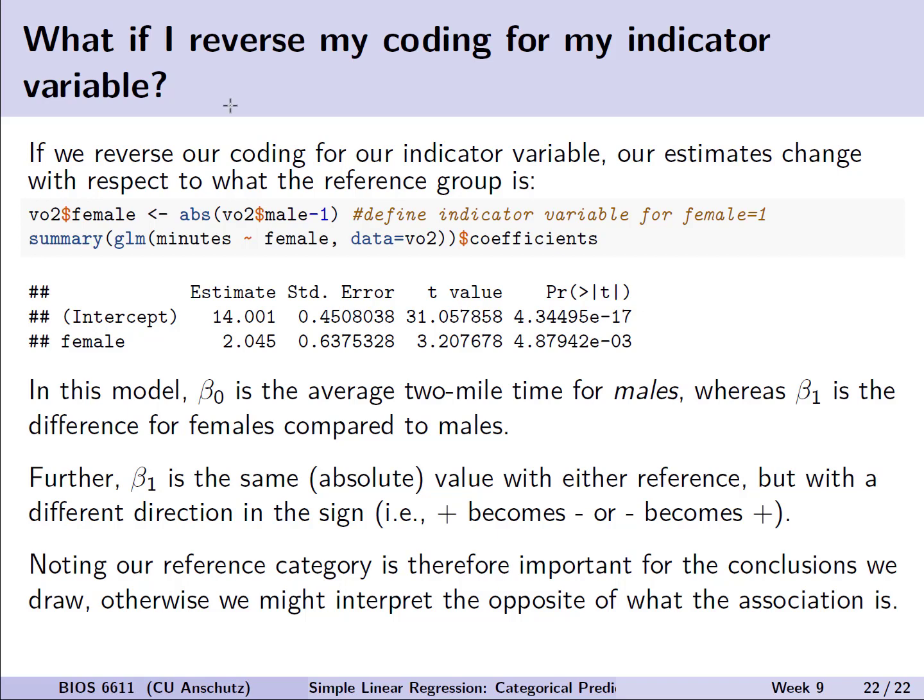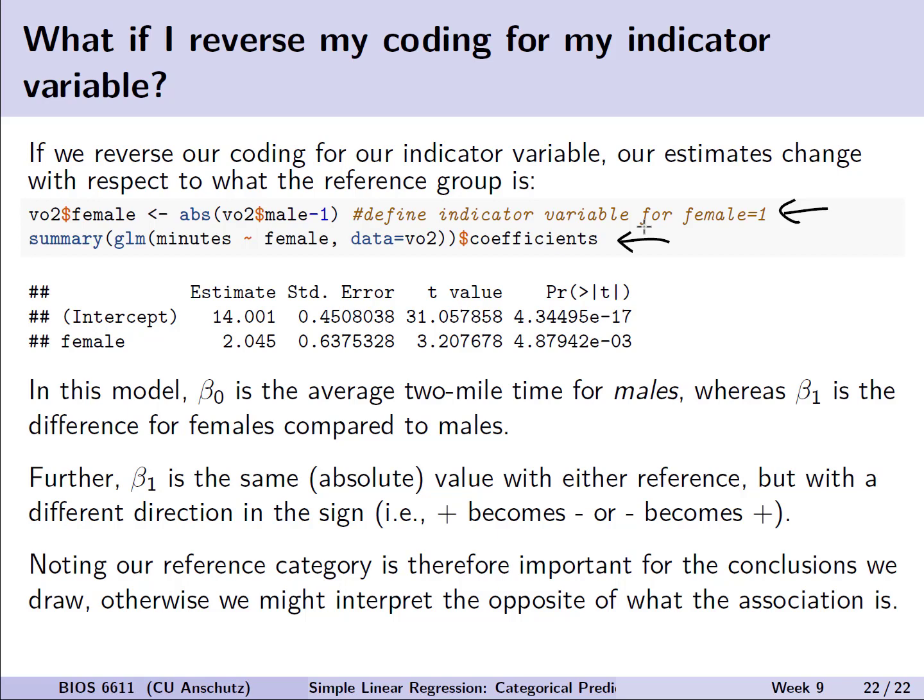Before we close, let's circle back to that question about what happens if I reverse my coding for my indicator variable. For example, we've defined male to be equal to 1 and female to be equal to 0. But what if we flipped those around? So here we see a little snippet of code where we've now defined a new variable where female equals 1 and male will equal 0. We're then fitting and extracting the coefficient table for our linear regression model from GLM where female is the predictor.